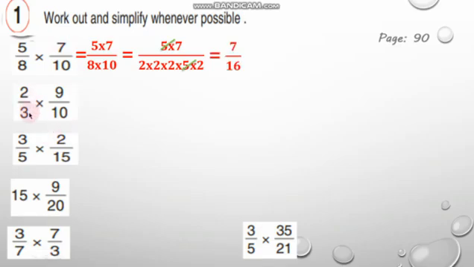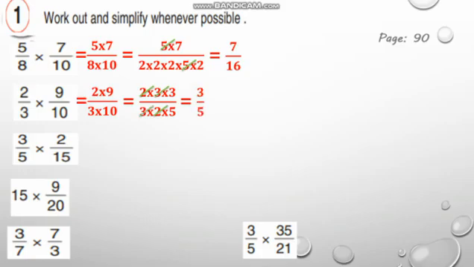Now I have 2 over 3 times 9 over 10. I multiply the numerators together and the denominators together. I'm going to decompose 9 into 3 times 3 and 10 into 2 times 5. So I can simplify by 3, by 2 and by 3.